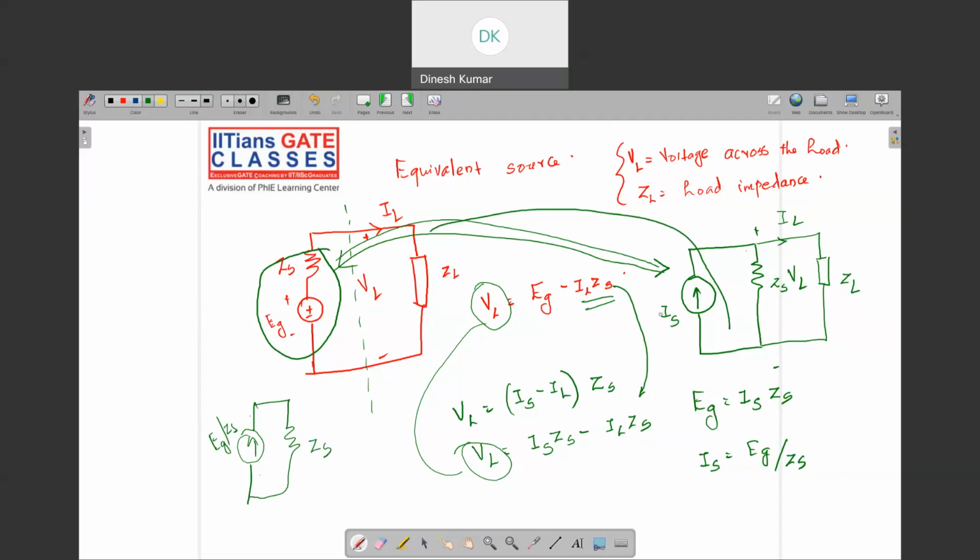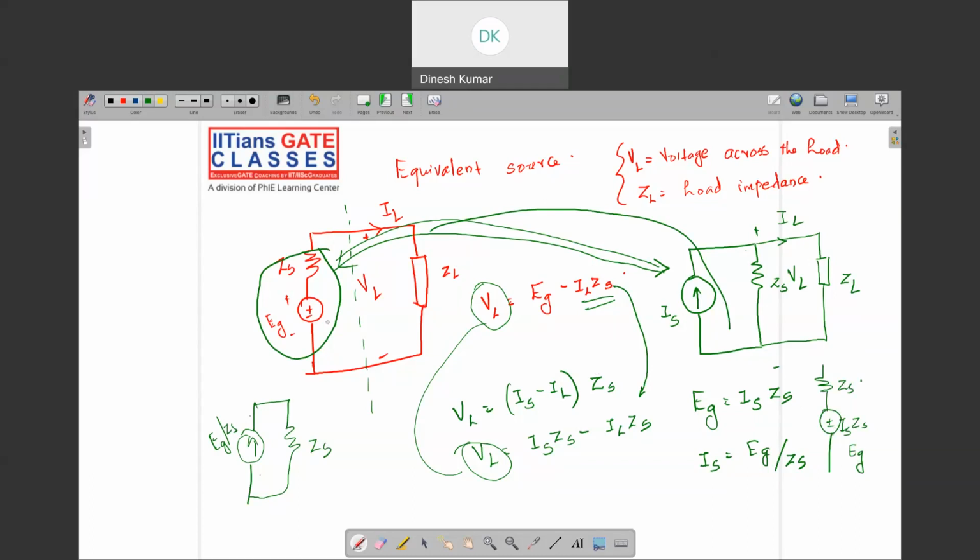So, and similarly, if you want to convert this to this, what you have to do is write a resistance in series with a voltage source. So just multiply IS and ZS. So that will be IS into ZS, that is basically EG, right? And it will be ZS, right? So this is how we will be actually doing the source transformation.